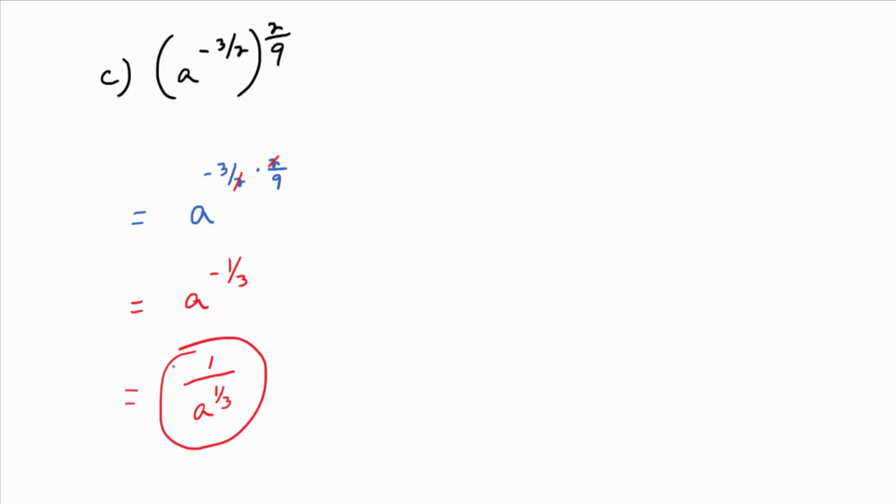Now there's nothing wrong with a to the -1/3. When we get rid of the negative exponent, we're just getting practice in reminding ourselves what the negative exponent means. In some ways, I think a to the -1/3 looks better than 1 over a to the 1/3 because there's not as many symbols.